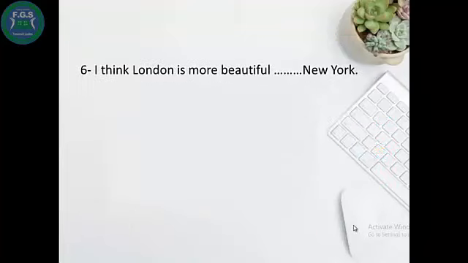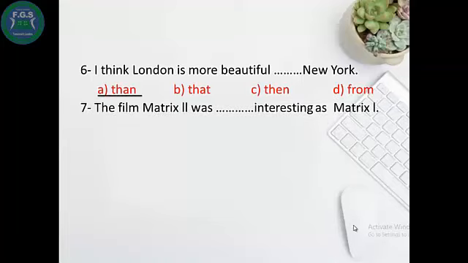Number 6, I think London is more beautiful blank New York. More beautiful than that, than from, more beautiful than. Number 7, the film Matrix 2 was blank interesting as Matrix 1. Such, not as. Was not as interesting as.